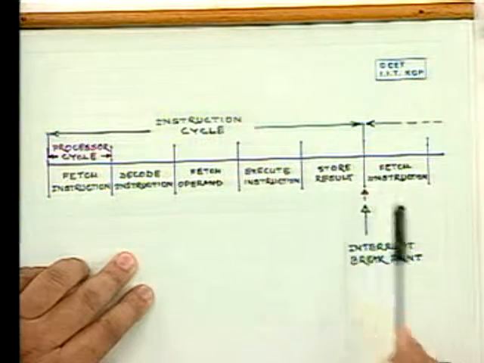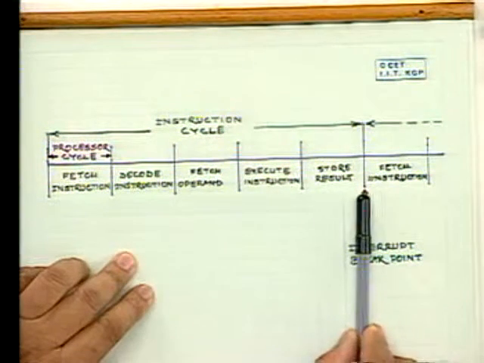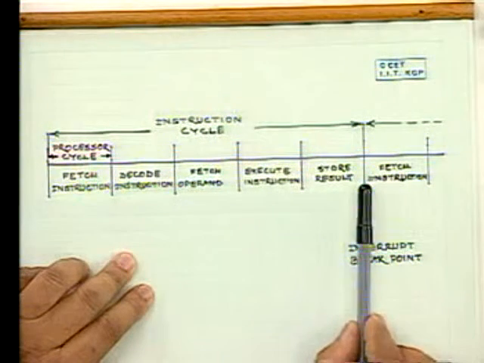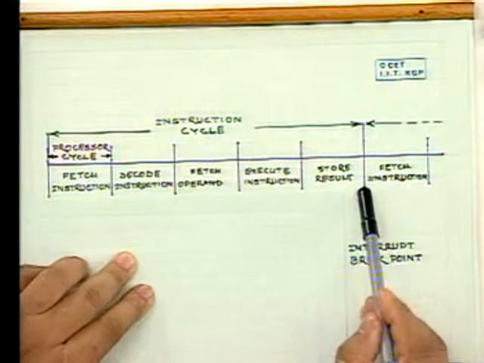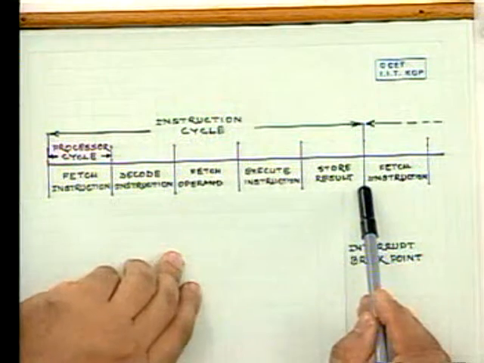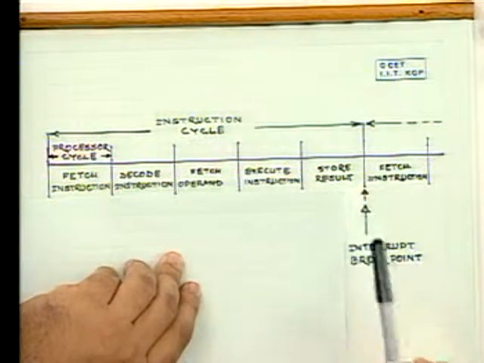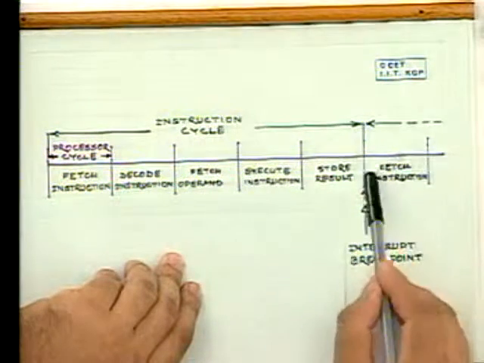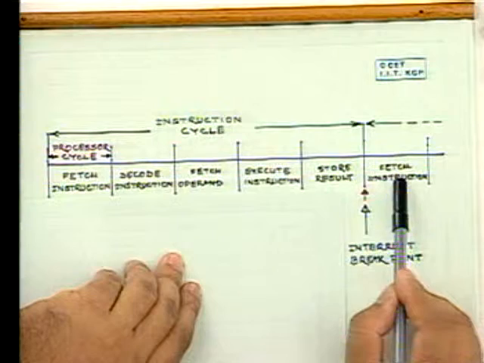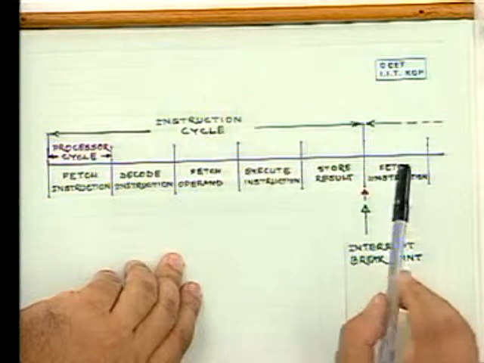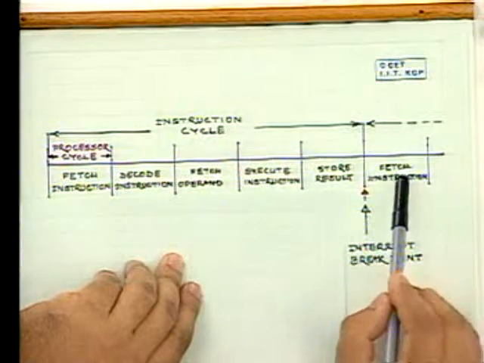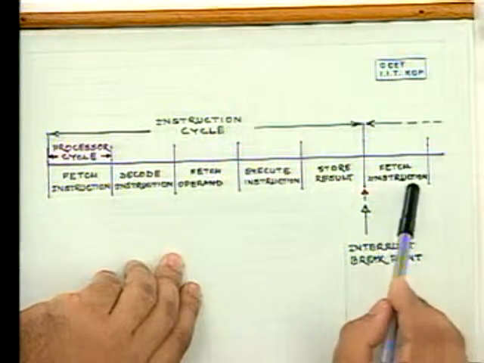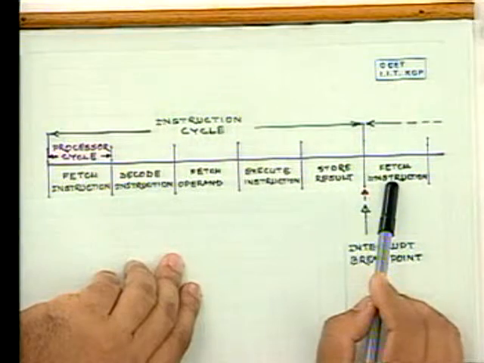Here, if interrupt is enabled, this is the interrupt breakpoint where the interrupt is accepted, and from here execution starts at the interrupt service routine. Therefore, after this, the next fetch instruction is executed in the interrupt service routine. The first instruction of the interrupt service routine will be fetched by means of this fetch instruction.